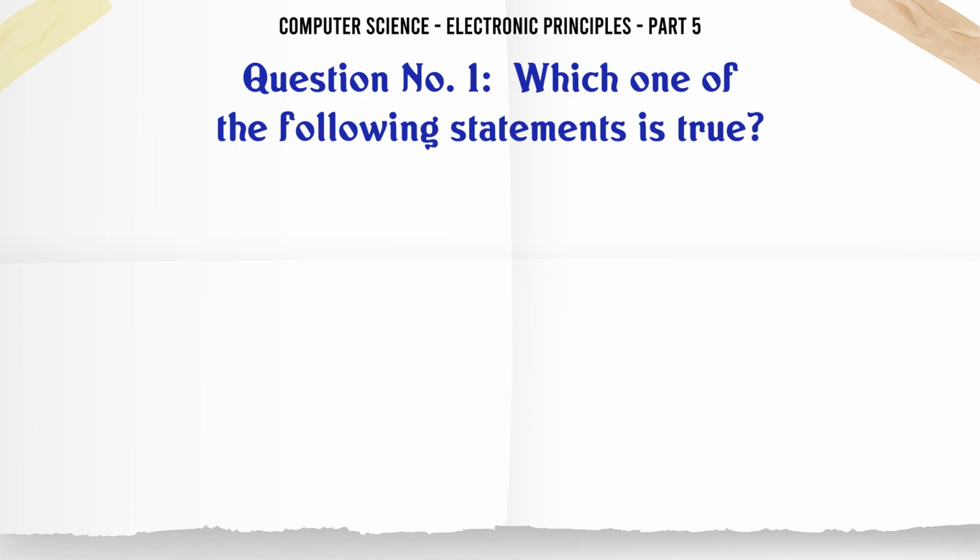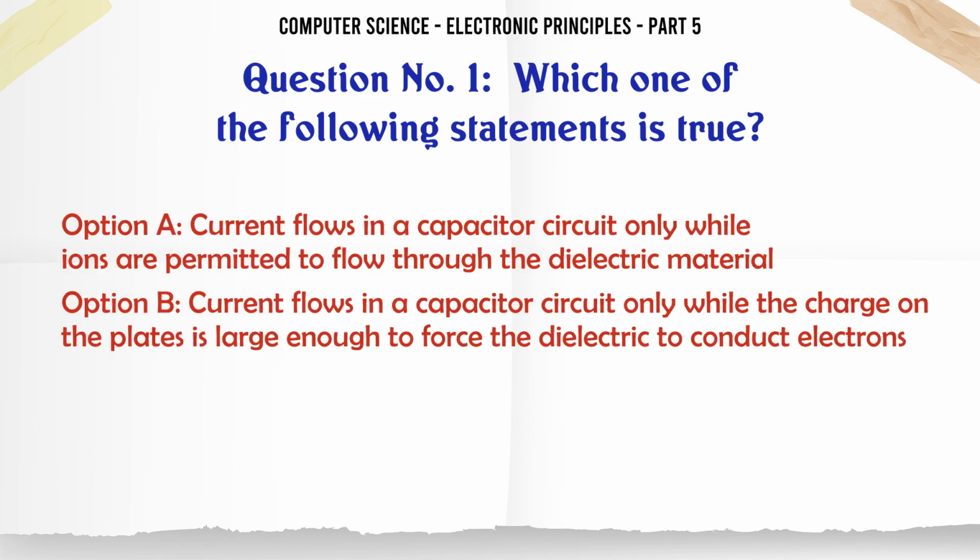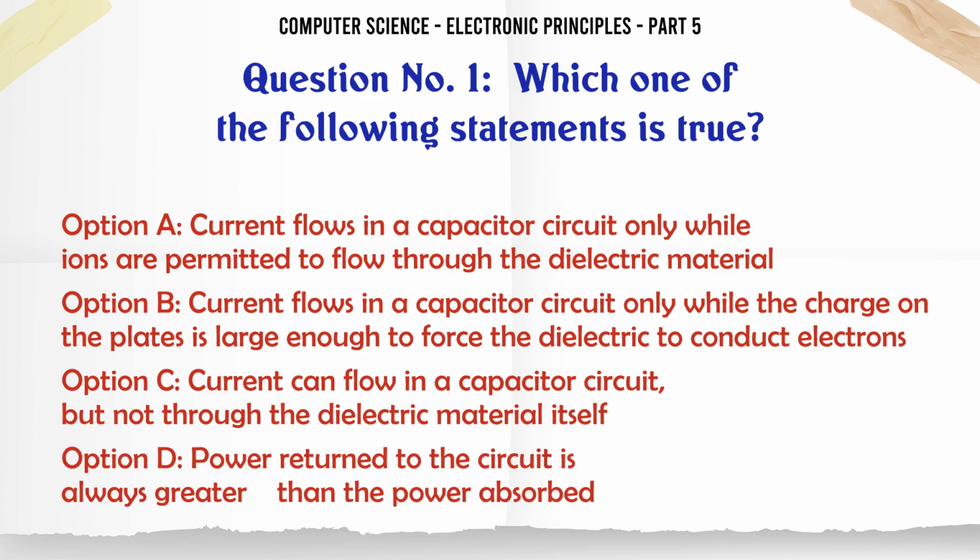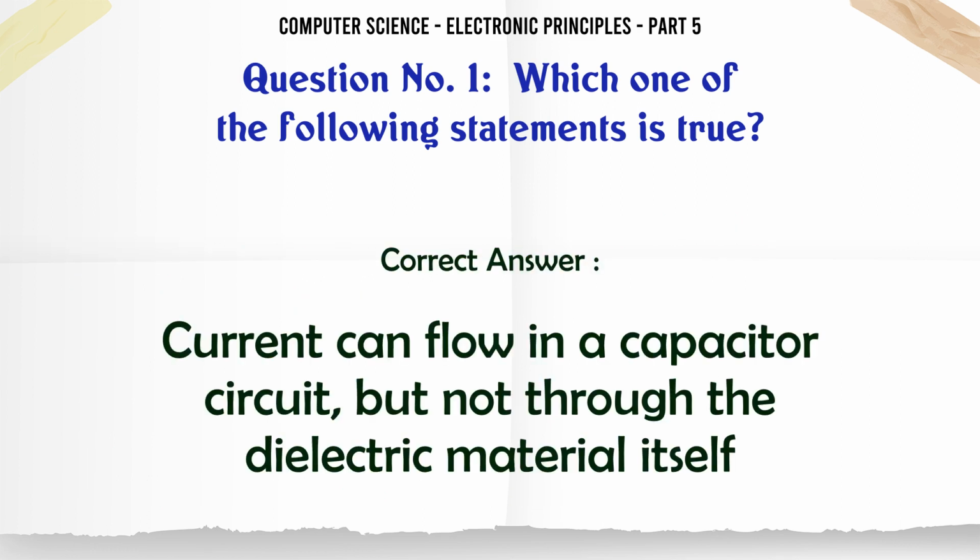Which one of the following statements is true? A. Current flows in a capacitive circuit only while ions are permitted to flow through the dielectric material. B. Current flows in a capacitive circuit only while the charge on the plates is large enough to force the dielectric to conduct electrons. C. Current can flow in a capacitive circuit but not through the dielectric material itself. D. Power returned to the circuit is always greater than the power absorbed. The correct answer is: current can flow in a capacitive circuit but not through the dielectric material itself.